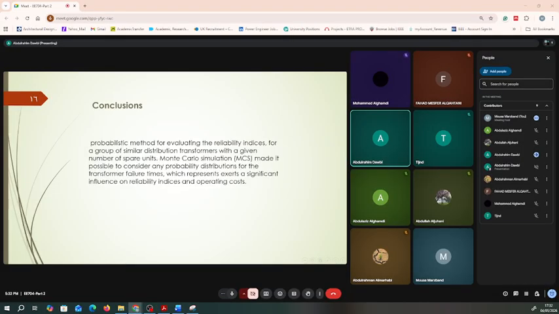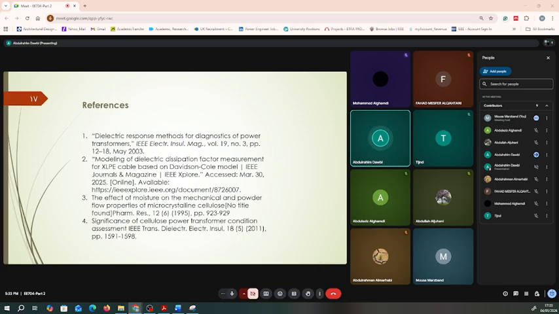Conclusion: a probabilistic method for evaluating the reliability indices for a group of similar distribution transformers with a given number of spare units. The Monte Carlo simulation, which was used in this presentation, made it possible to consider any probability distribution for the transformer failure times, which exerts a significant influence on reliability indices and operating cost. And these are the references which I used to make this project.